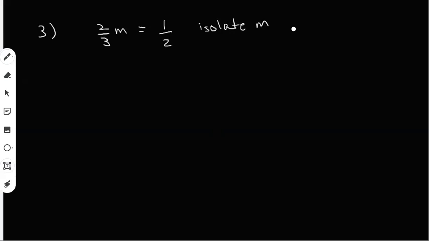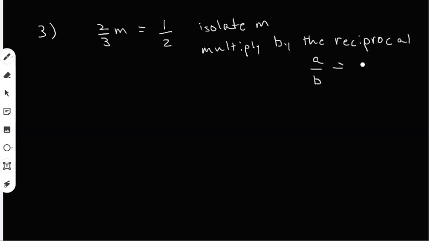Now, there are 2 ways you can think about this. You can multiply by the reciprocal. What a reciprocal is, is taking a fraction and flipping it over. And you'll see why we're going to do that in a minute. But multiplying by the reciprocal is one way we can figure out how to solve this equation.